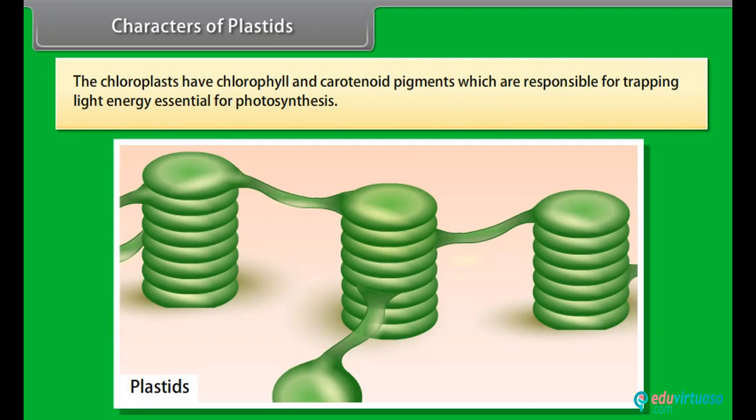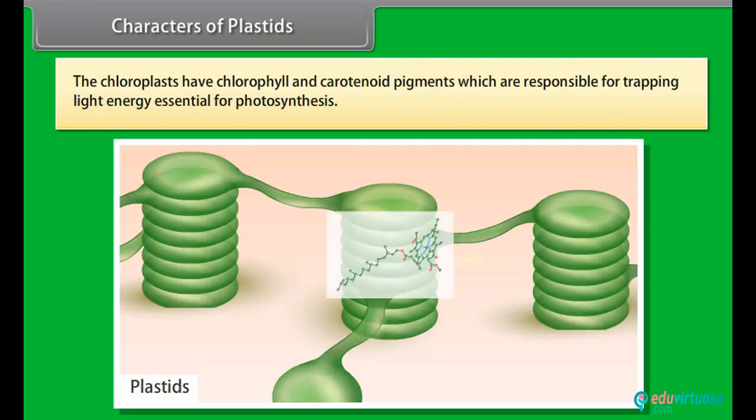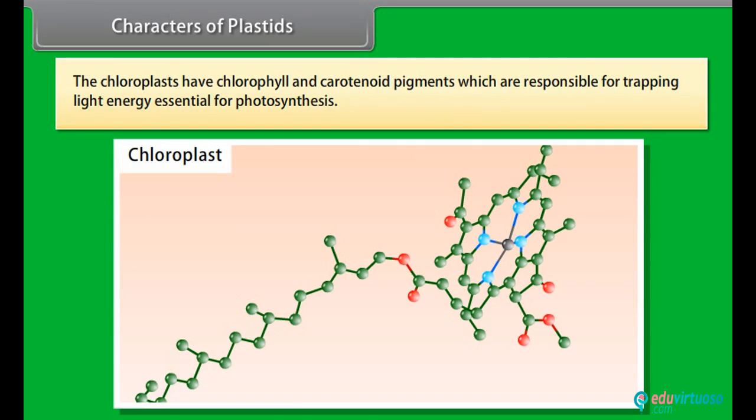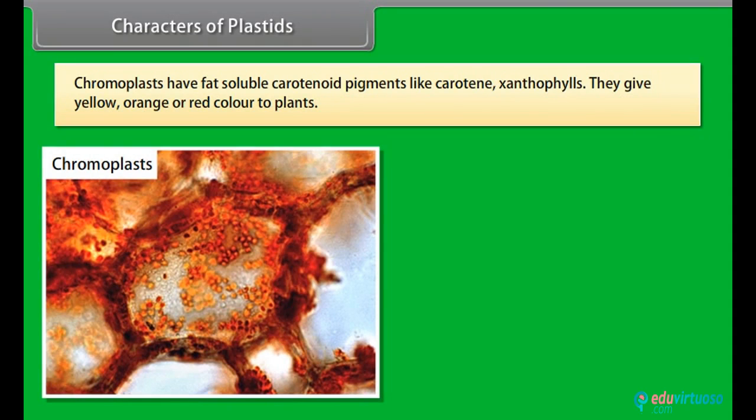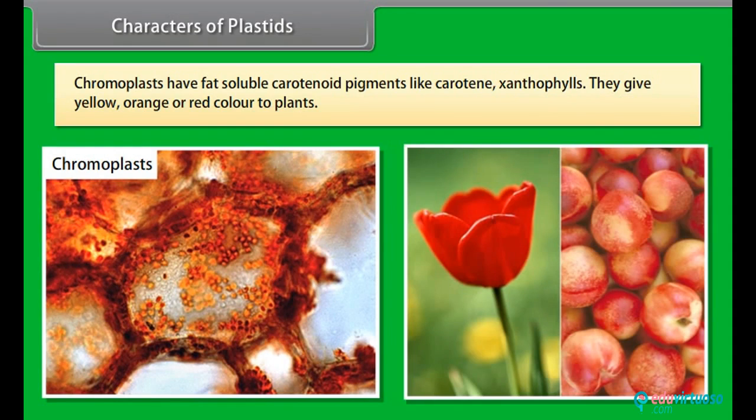The chloroplasts have chlorophyll and carotenoid pigments which are responsible for trapping light energy essential for photosynthesis. Chromoplasts have fat-soluble carotenoid pigments like carotene and xanthophylls. They give yellow, orange, or red color to the plants.